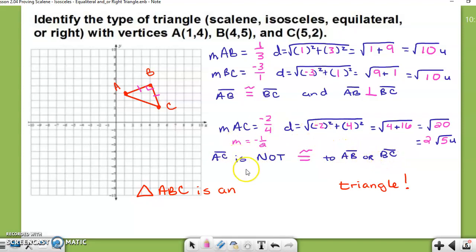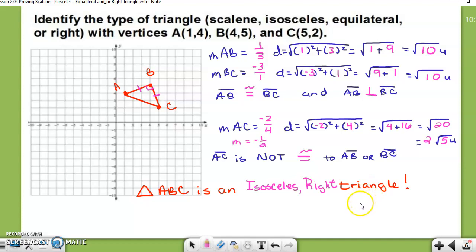It's also not perpendicular. So I know that ABC is an isosceles triangle, has 2 sides congruent, and it's also a right triangle. It is an isosceles right triangle because it has a set of perpendicular sides.